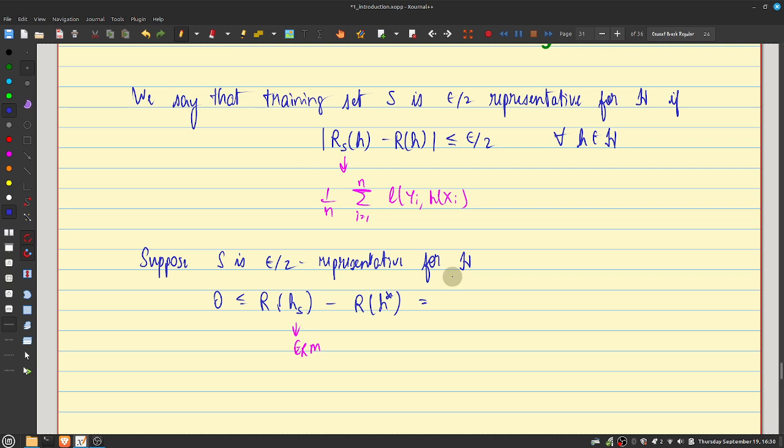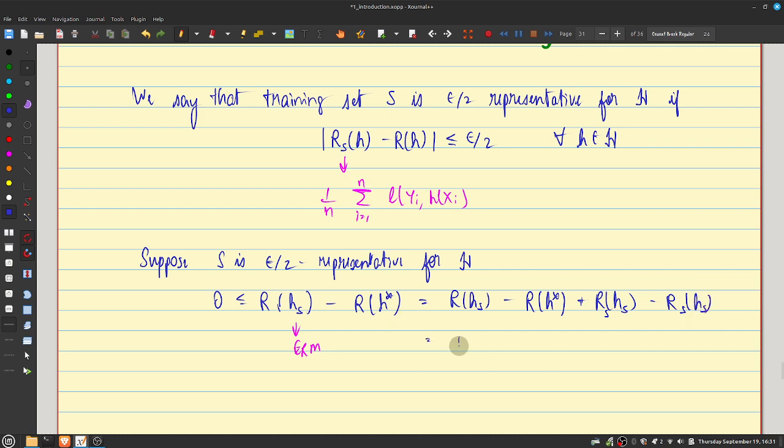What can I do now? I can write this as R of HS minus R of H star, and I will add and subtract RS of HS. Okay. So this RS of HS is brought over here. We know that this is at most epsilon by 2, but I really need to know how far RS of HS is compared to R of H star, right?